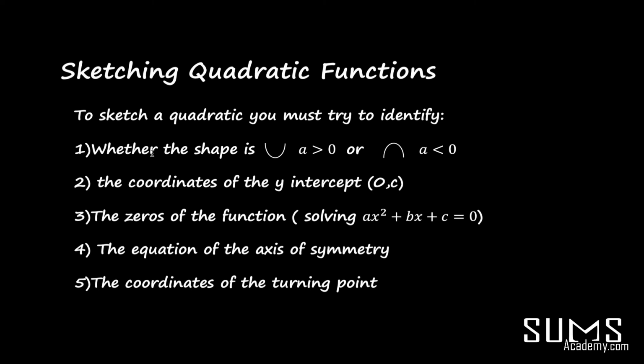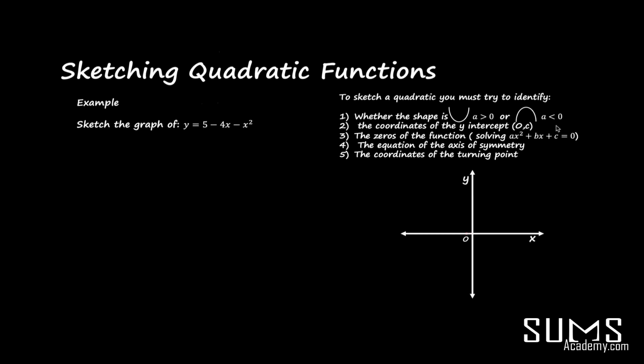First we're going to need to figure out whether it's going to be a minimum turning point or maximum turning point. Then we need to know the coordinates of the y-intercept. Then we need to figure out the zeros of the function by solving the general equation. Then we need to find the equation of symmetry of the axis, and then the coordinates of the turning point. Now, it sounds like a lot of steps, but it's actually pretty intuitive when you try a question.